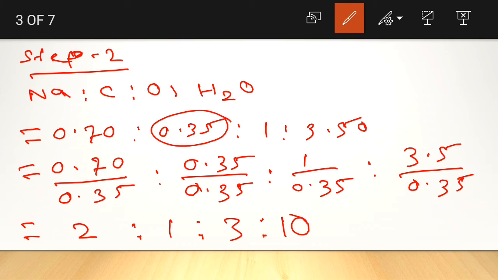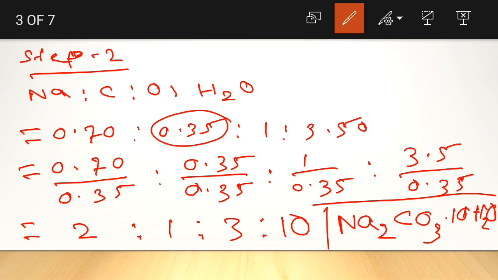So what will be the empirical formula? Sodium is present 2, so Na2. Carbon is present 1, so C. Oxygen is present 3, and water is present 10, so it will be 10 water. So this is the empirical formula.